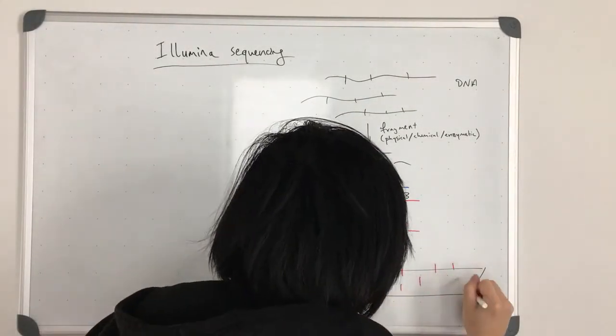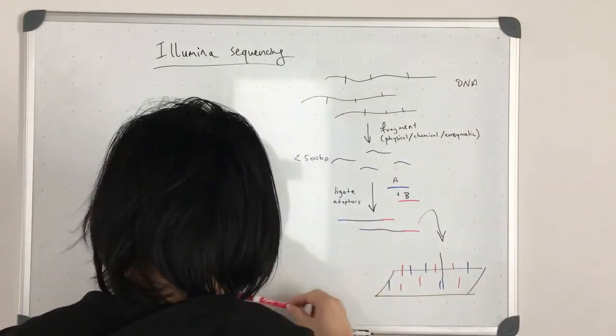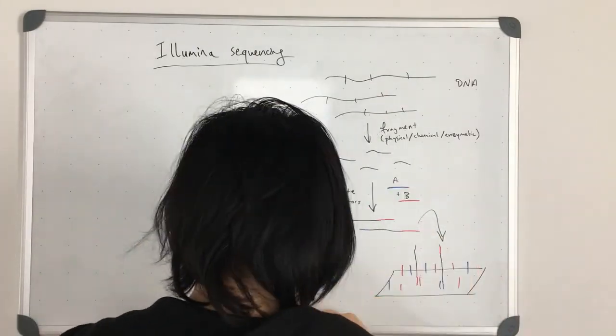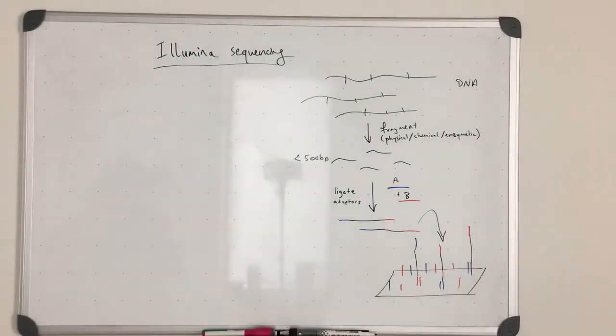You can then anneal these fragments by their adapters to oligonucleotide primers that are immobilized to a surface. The primers are complementary to the sequence of either adapter, and the DNA fragments to be sequenced will anneal at different spots on the surface.